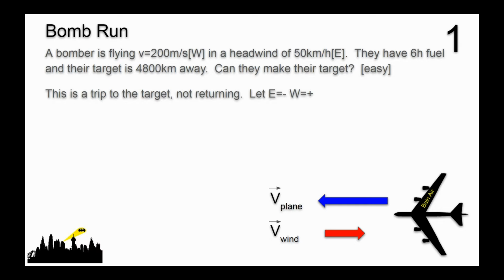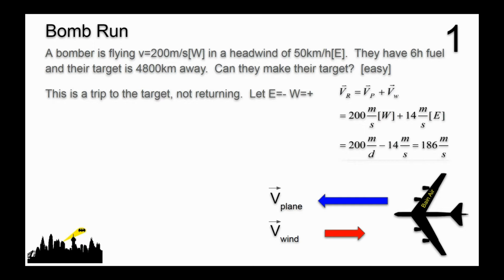So the first thing we have to do is set our vector directions. East will make negative and west will make positive. So 200 meters a second is the plane, plus 1,400 meters a second east. In vector notation, we add. We don't just automatically subtract. That will take care of itself. Then we replace the west and the east with a positive or negative sign, and we get the plane is flying 186 meters per second to the west.